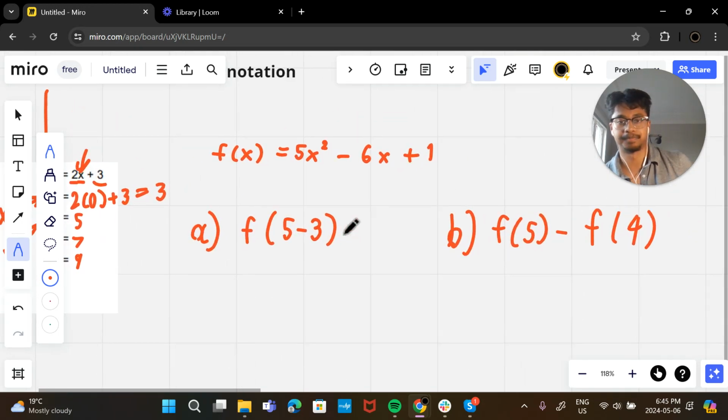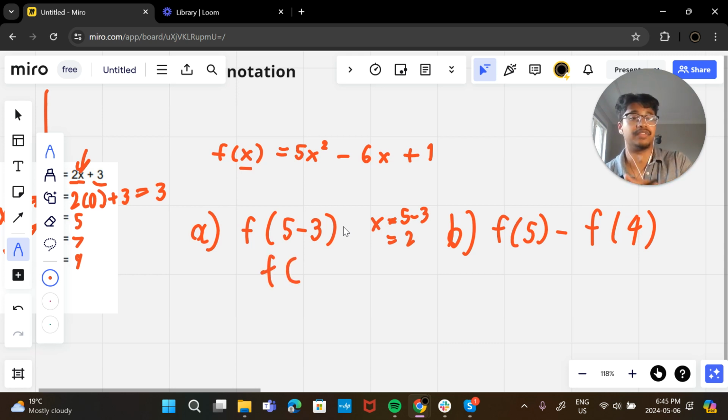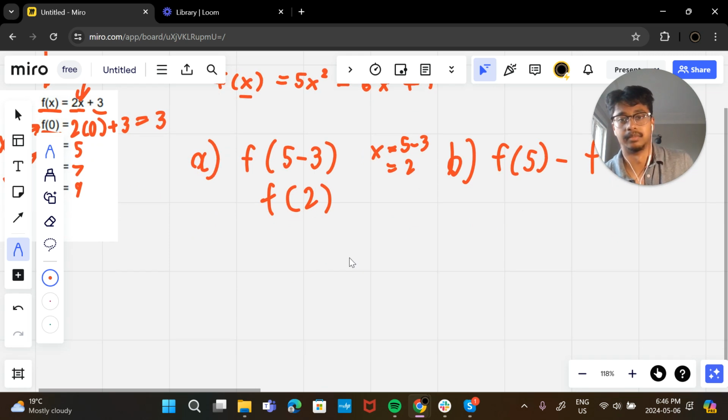First of all, over here, this is question A. Essentially our x is 5 minus 3 in this case. What is 5 minus 3? That's 2. So our function notation essentially would be f of 2. Makes sense. But you could also keep it as f of 5 minus 3, but that's literally just 2, so I'm just going to write that as 2. It saves us some work later on.